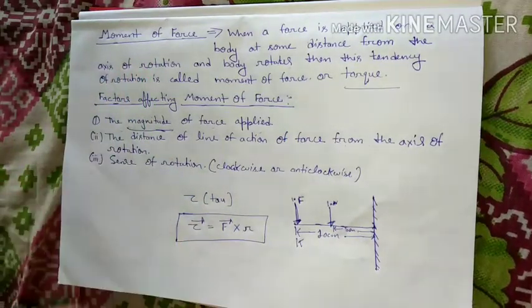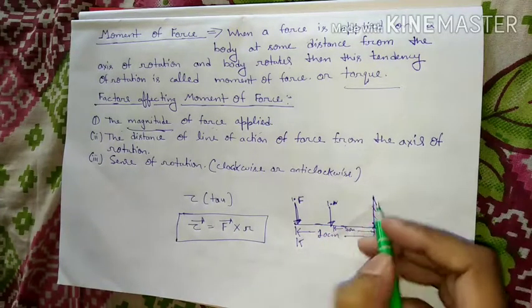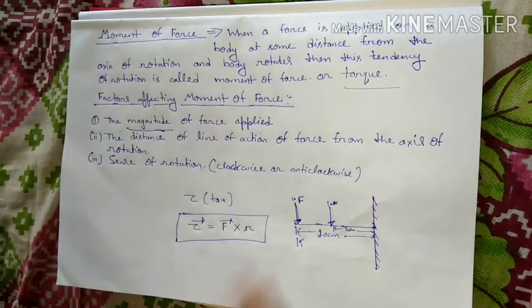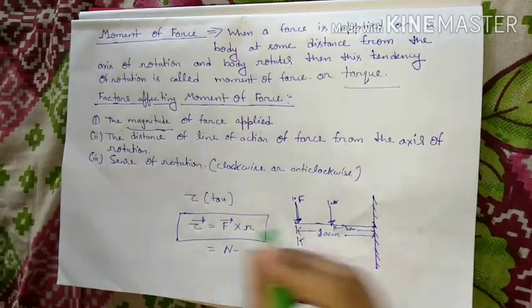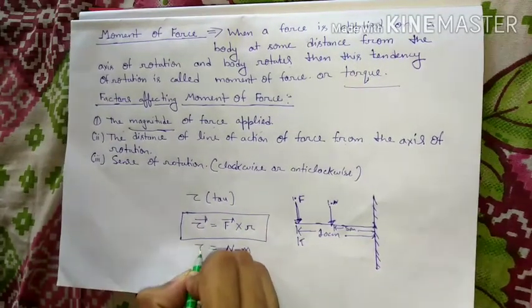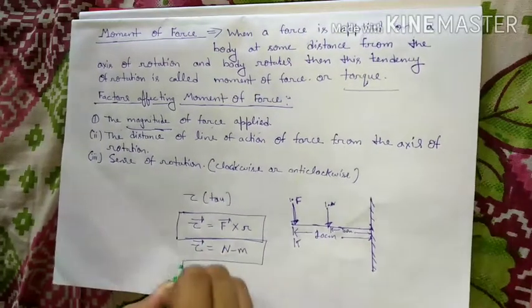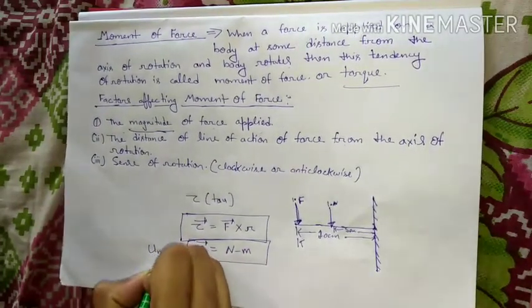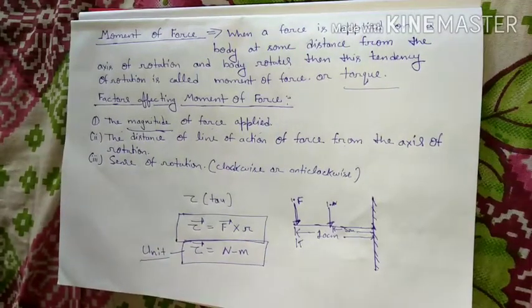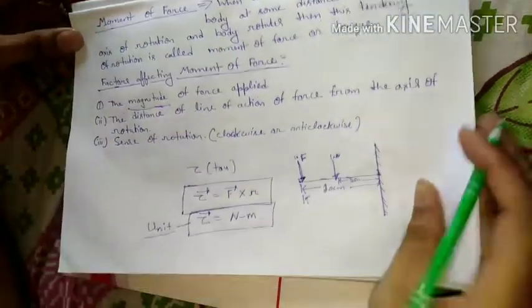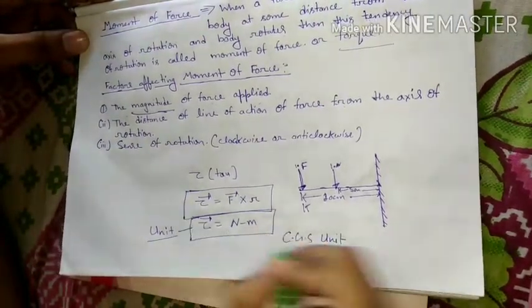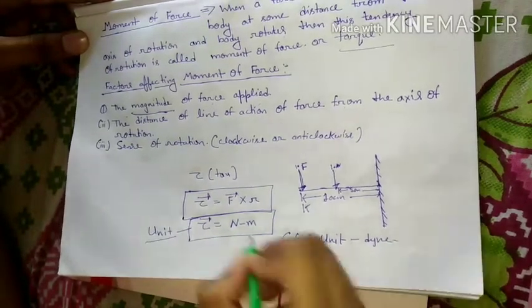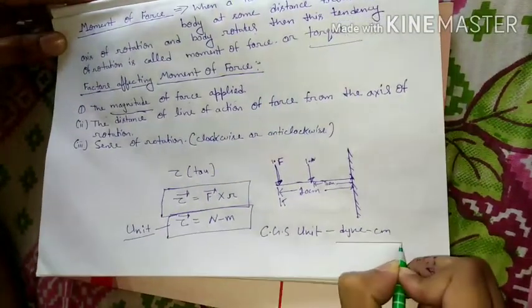Moment of force, mathematically, is the product of force and distance from the line of action of force. The unit of force is Newton and the unit of distance is meter. The unit of torque is Newton meter. Its CGS unit is dyne centimeter, which is its other unit.